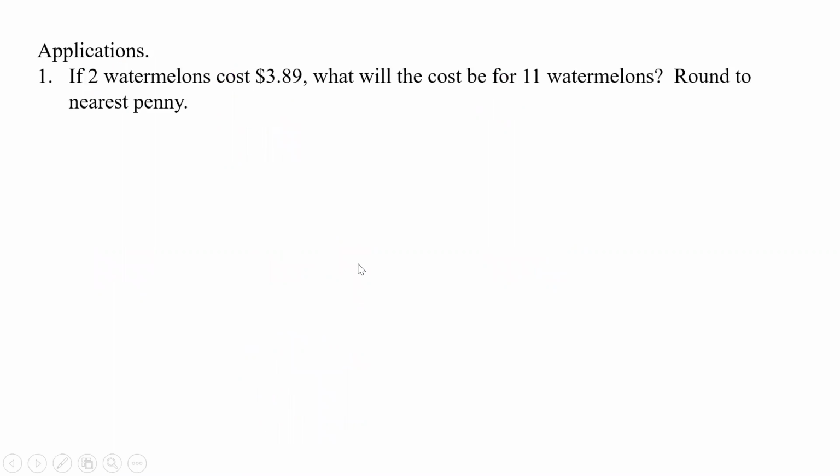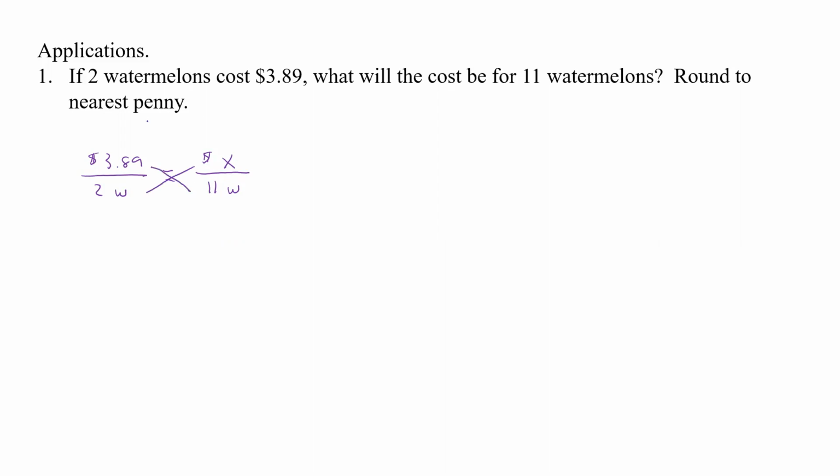All right, so if 2 watermelons cost $3.89, what will be the cost for 11 watermelons? Round to the nearest penny. Well, we have to set up our own proportion here. So I'm going to say $3.89 for 2 watermelons, I'll abbreviate it W, is equal to, now we want to know the cost here, so that's x, we don't know what that is, and it's for 11 watermelons. Now, all we have to do is do a cross product.